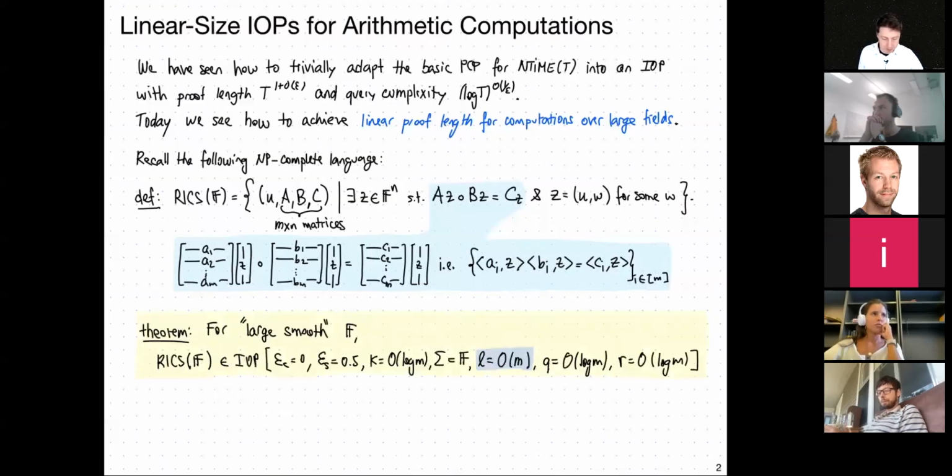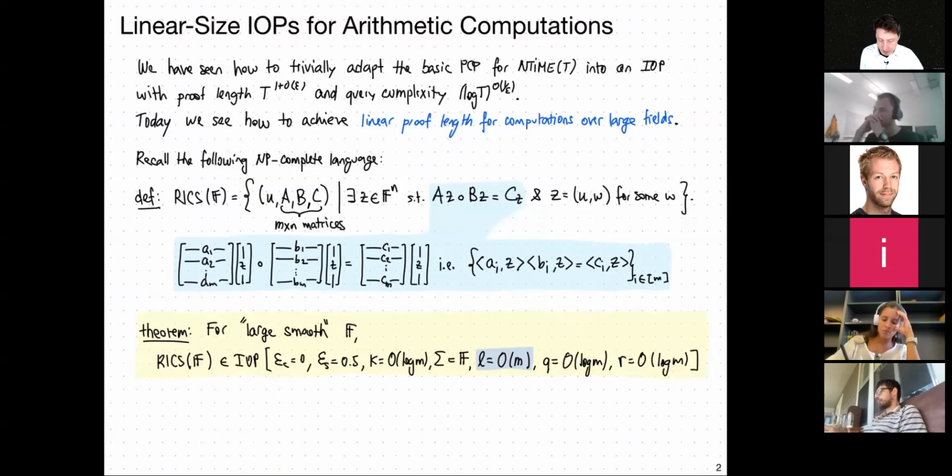So the theorem we're going to prove is that for a large enough finite field F, which we also need to be smooth, we'll come back to that later, we can construct an IOP with perfect completeness, constant soundness, and logarithmic round complexity. And the important part is that the proof length is linear in the number of equations over the natural alphabet, which is the finite field. The queries are going to be logarithmic, and so is the randomness.